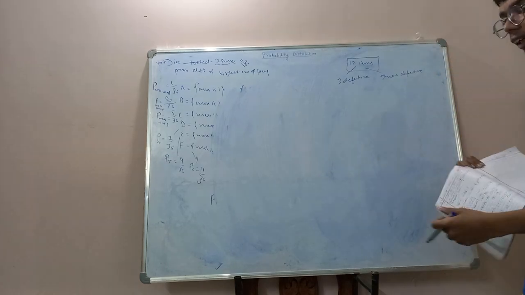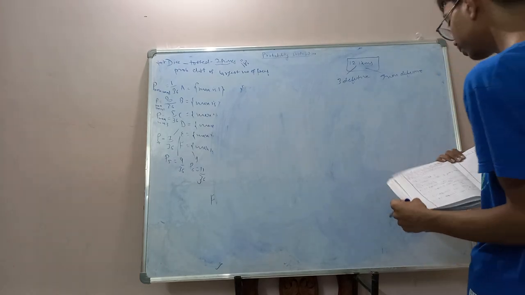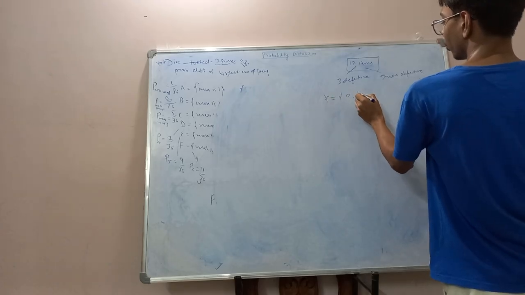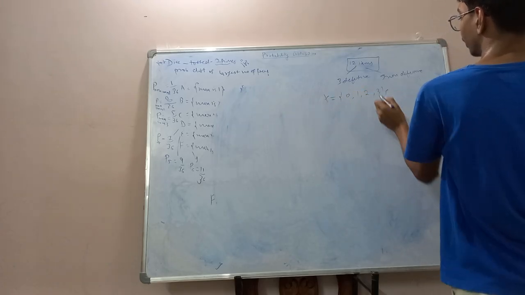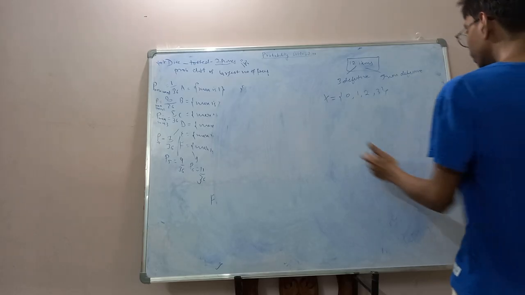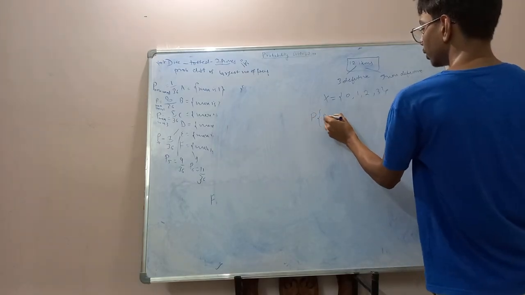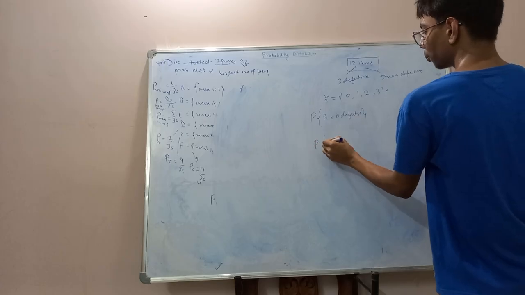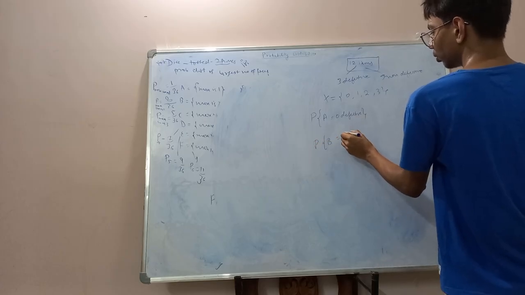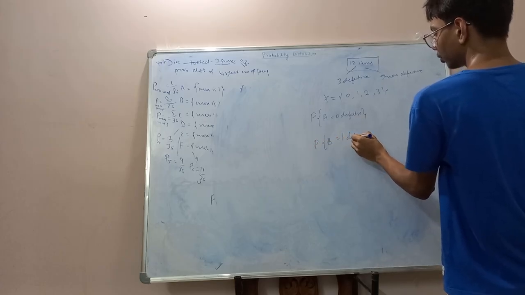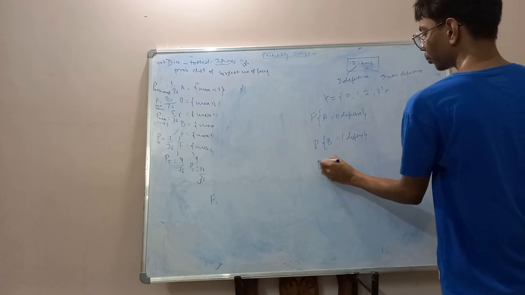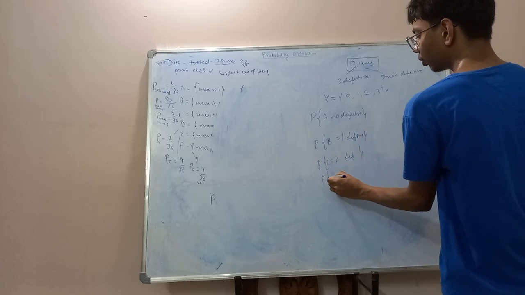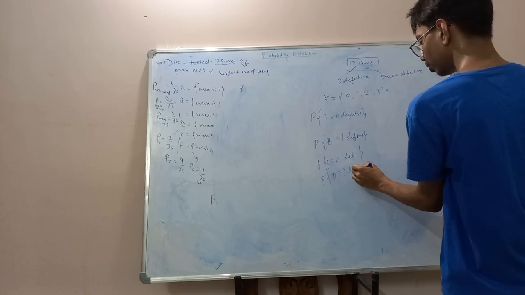Let X be a random variable of getting defective items. So I can get 0 defective, or 1 defective, or 2 defective, or all 3 defective. So I will find the probability of getting 0 defective, then the probability of getting 1 defective, then 2 defective, and the probability of getting all 3 defective.